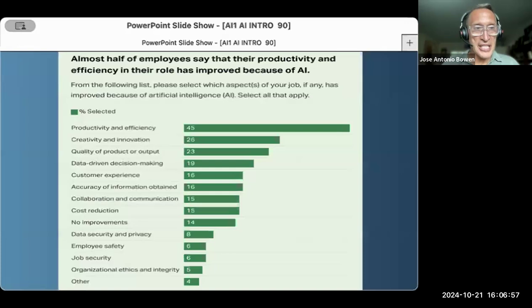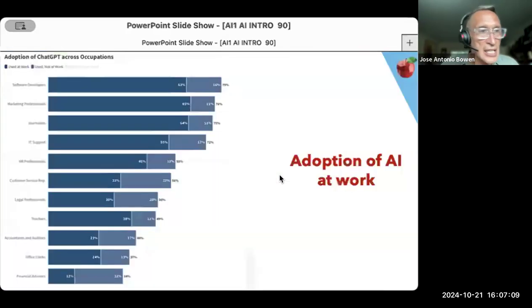But people are using it for productivity, efficiency, creativity, which we'll talk a lot about. And then quality of the product, data-driven, that's that. It can work without bias. So we're seeing that AI is being adopted at work, but unevenly. I mentioned that HR was using it more than other people.